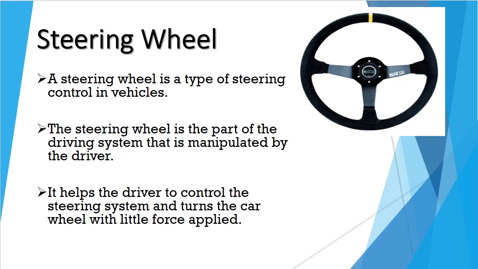So what is a steering wheel? A steering wheel is a type of steering control in vehicles. It is the part of the driving system that can be manipulated by the driver. The steering wheel can help the drivers to control the steering system and turn the car wheel with little force applied.